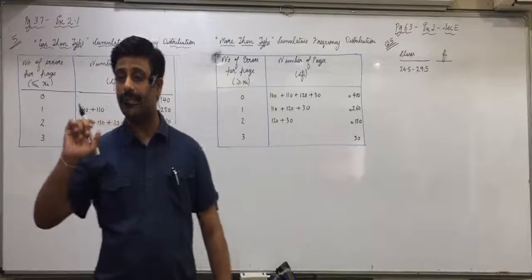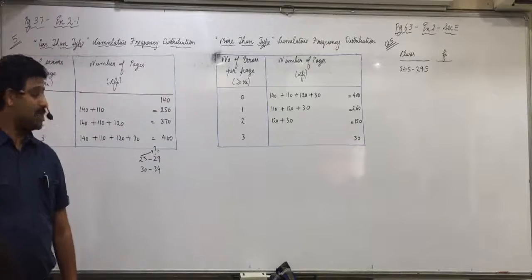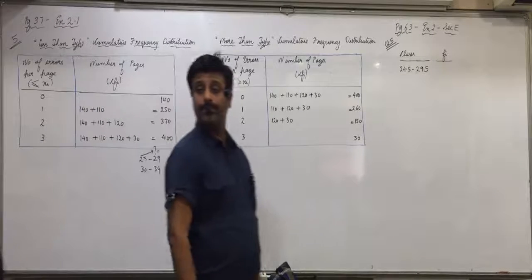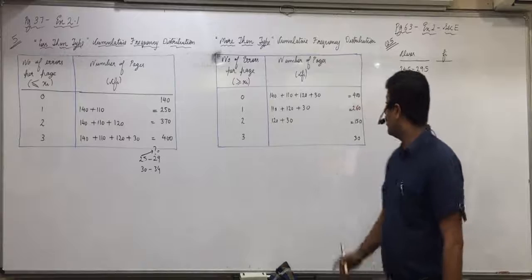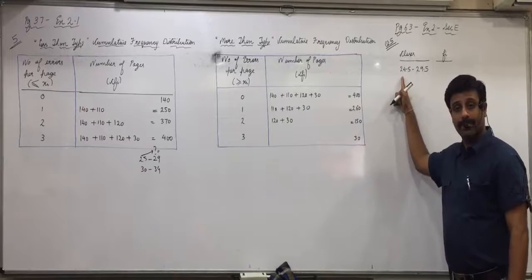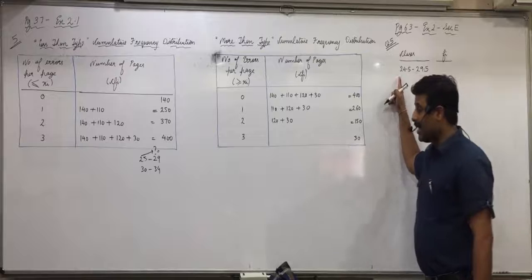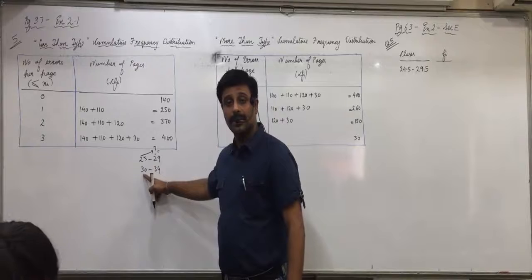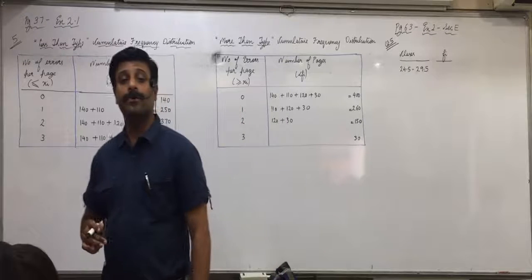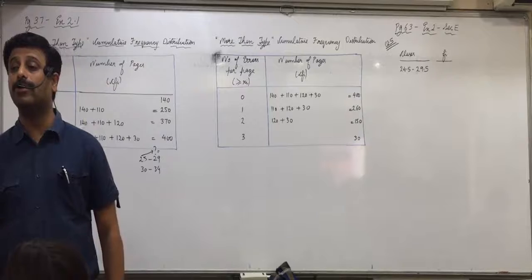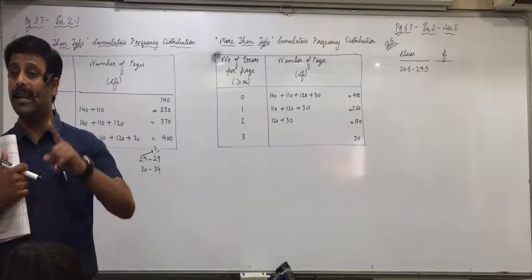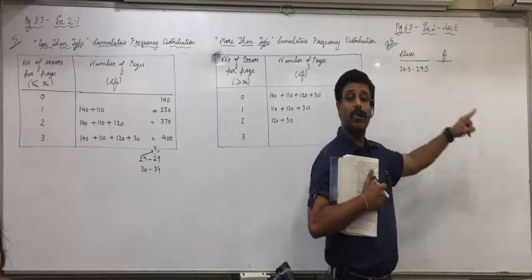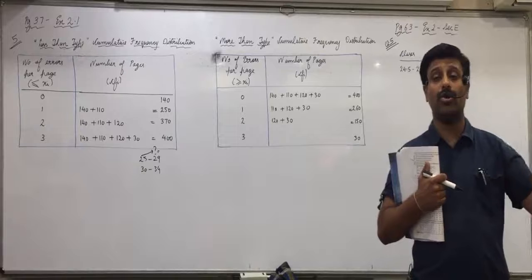Now do it in the calculator. 25 plus 24 divided by 2. What do you get? 24.5, the lower boundary point. Did you understand this? How is it obtained? Same way, what is the upper limit of this class and the lower limit of the next class? Do 29 plus 30 divided by 2. 29.5. This is how we get the upper boundary point. So what is the first exclusive class? 24.5 to 29.5.